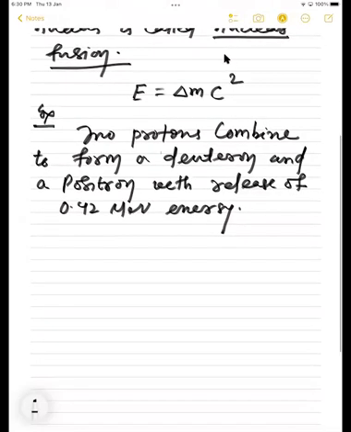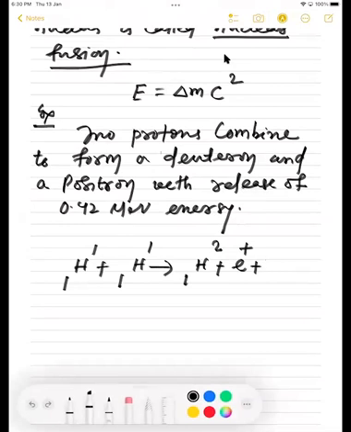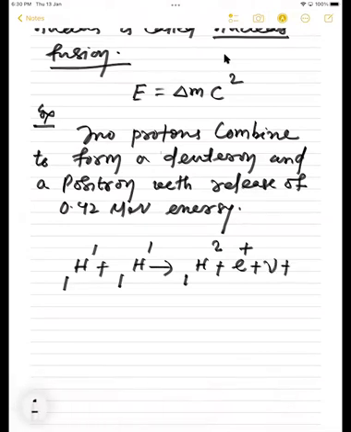If in equation I will represent this one, see, hydrogen 1 1, hydrogen 1 1, combine to give deuterium hydrogen 1 2, plus positron e plus, plus neutrino, not antineutrino, only nu will be there, plus 0.42 MeV. You can also calculate this from a given reaction, right?